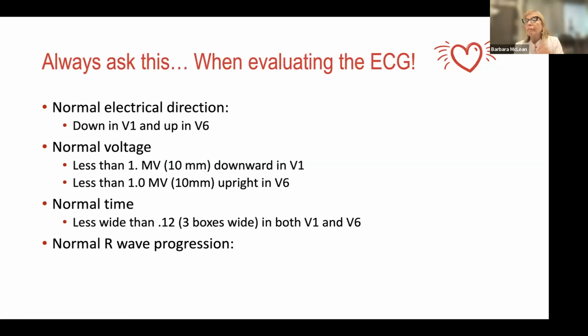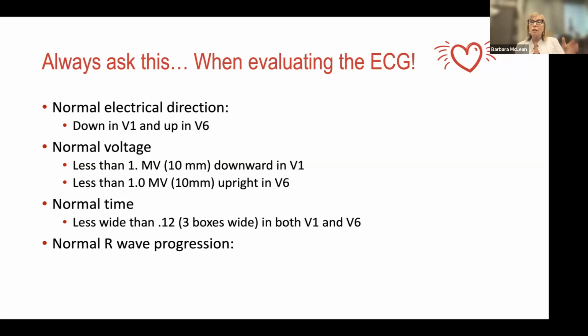And the other thing that I've already mentioned, when you evaluate your EKG, these are Barbara's 4 simple rules, right? So the 5th rule would be always look for ST segment elevation. That's not in here. You're looking for normal electrical direction. So primarily down in V1 and upright in V6, that's normal direction. Normal voltage, less than 10 millimeters or 1 millivolt downwards in V1, less than 10 millimeters or 1 millivolt upwards in V6. And that will go for all the right side of V1, 2, 3, right side, V4, 5, and 6, left sided leads.